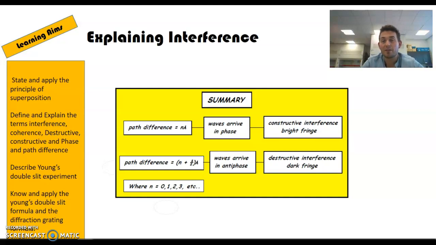So if you've got a path difference of n lambda, your waves are arriving in phase. That's the distance that your two waves have travelled. If it's different by a whole number of wavelengths, they're going to be in phase, which means you're going to get constructive interference. If the distance that the two waves have travelled to meet at a single point has a path difference of n plus a half lambda, then they're going to be out of phase when they land, and you're going to get destructive interference.